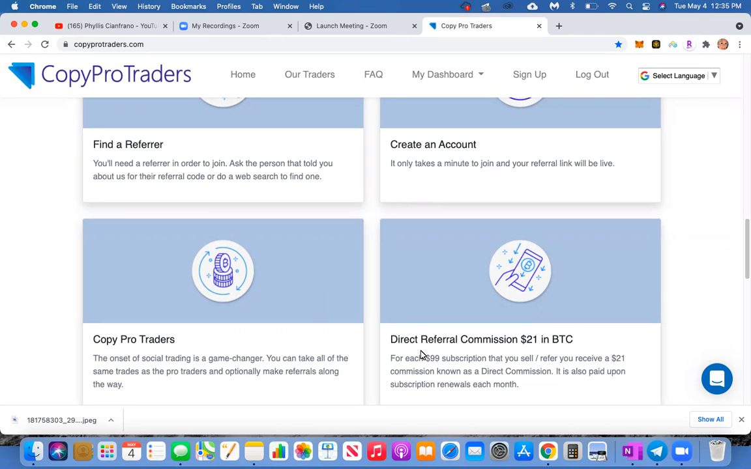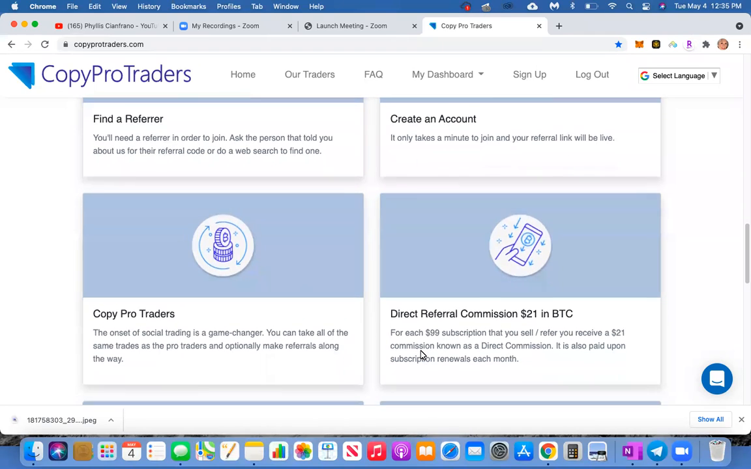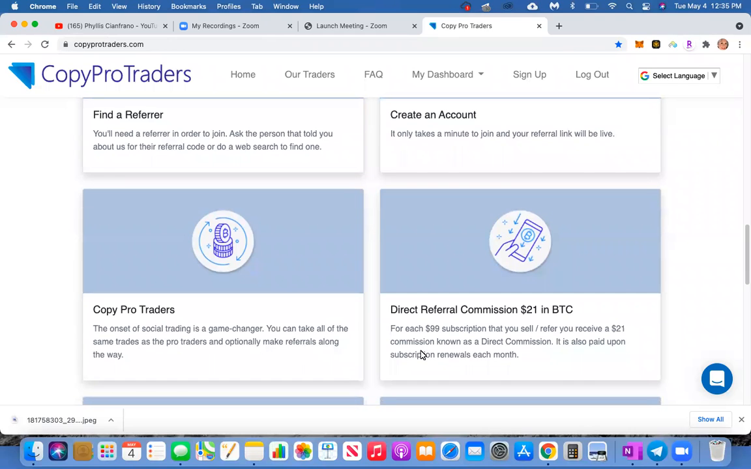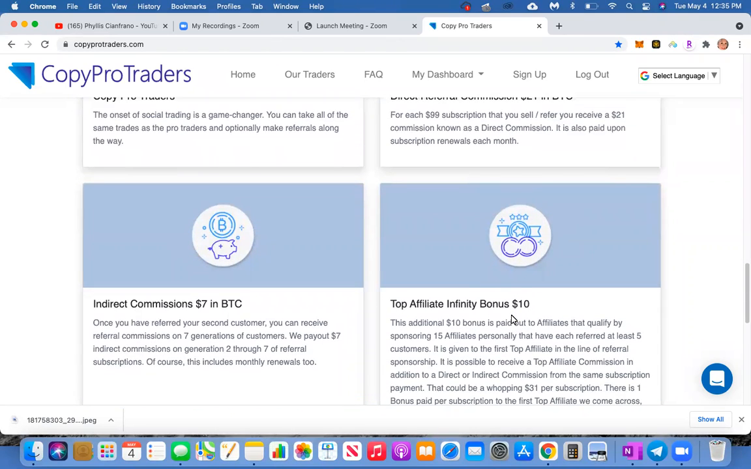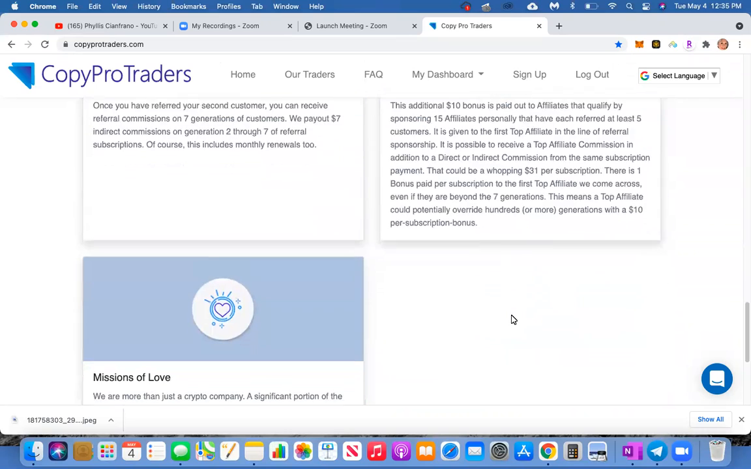And of course, you can refer people, just like you can refer people to Binance and to Coinbase and so on. There is a direct referral commission. There's also an indirect referral commission, and there's also an affinity bonus commission.